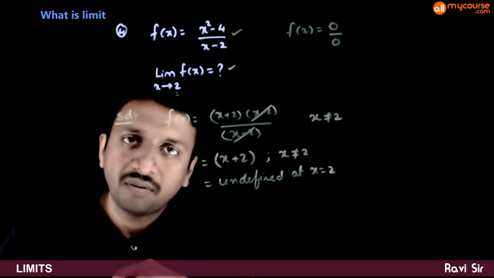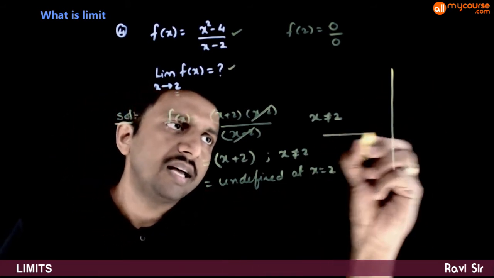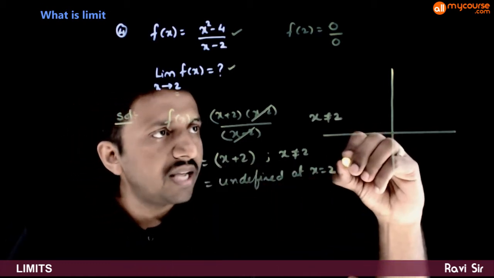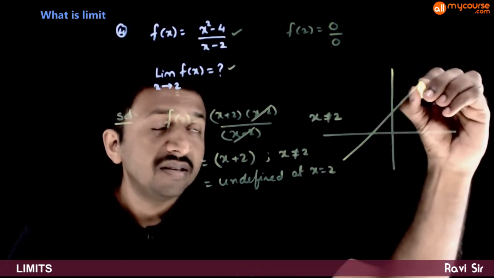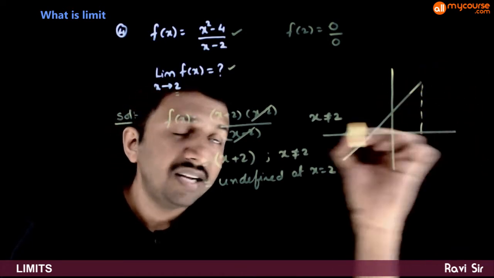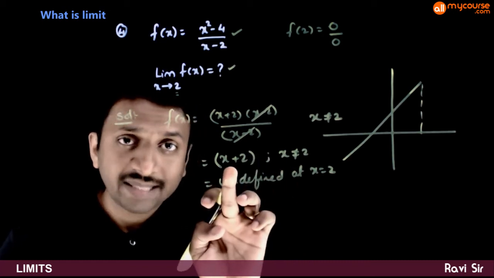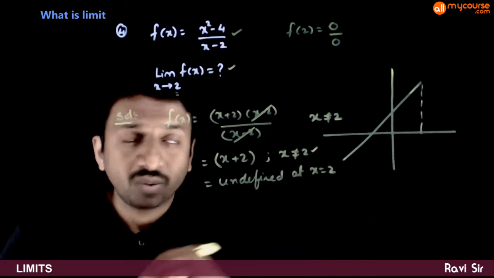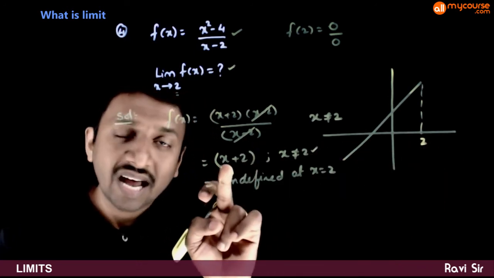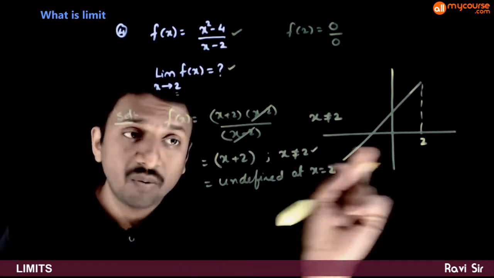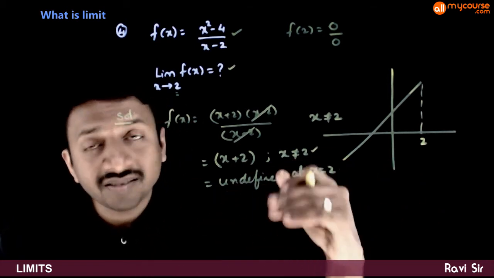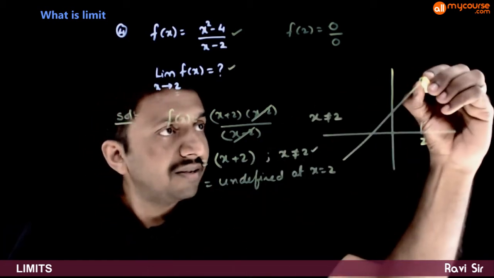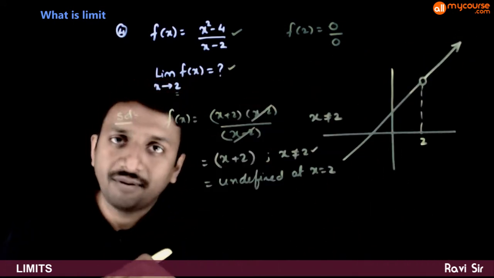So how does the graph of this look like? This graph is exactly the same as the graph of x plus 2. So y is equal to x plus 2, something like this. But the difference is y equal to x plus 2 is valid at all points except at x is equal to 2. At x is equal to 2, this graph is not valid. Exactly at x is equal to 2, this function is undefined. At all other points, this graph works. That means exactly at x is equal to 2, you have a hollow dot, and then it continues. This is how the graph looks like.